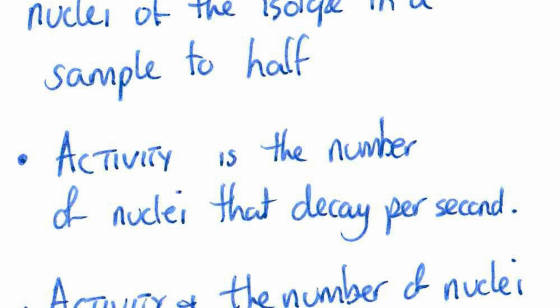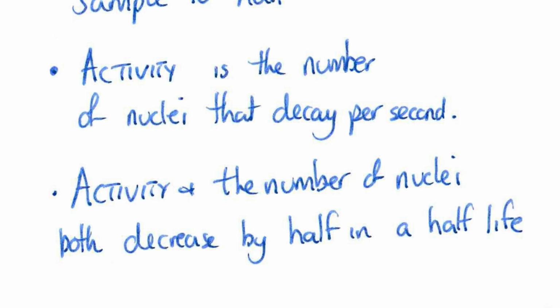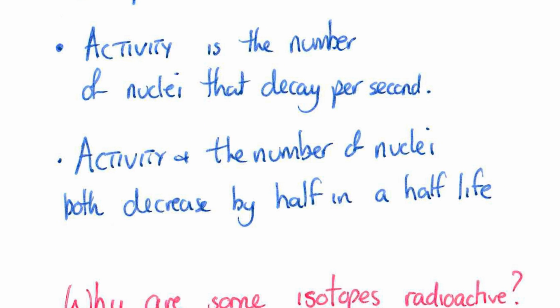Activity, basically, is the number of nuclei that decay each second. So 3,000 becquerels, which is the unit of activity, would mean 3,000 decays every second. And activity and the number of nuclei both decrease by half in a half-life. So if you had a count rate of 3,000 becquerels, you don't need to know the unit by the way, and an hour later it had gone from 3,000 to 1,500, you would say the half-life is 1 hour.